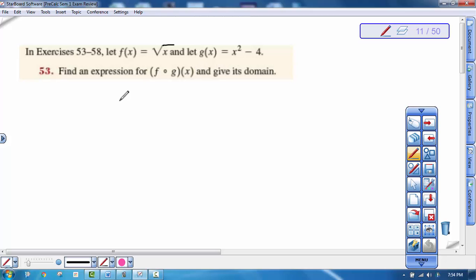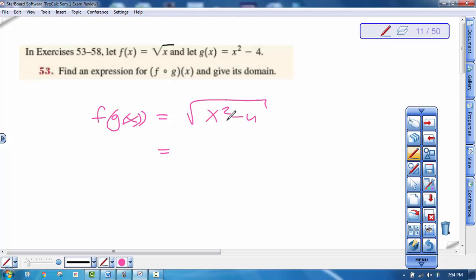Okay, the next problem wants us to do the composition f of g of x. So we're going to take g right here, and we're going to plug it right in for that x. So that's going to give us the square root of x squared minus 4. I can't simplify that at all.